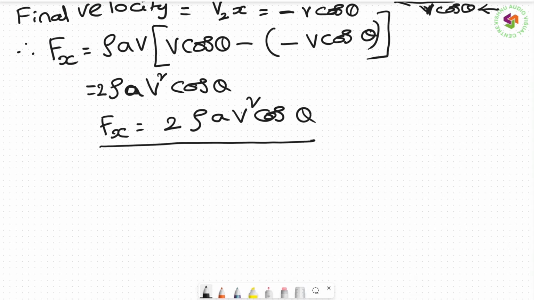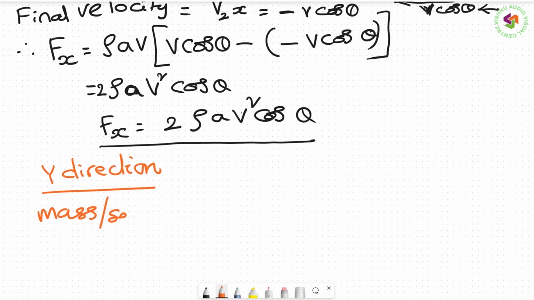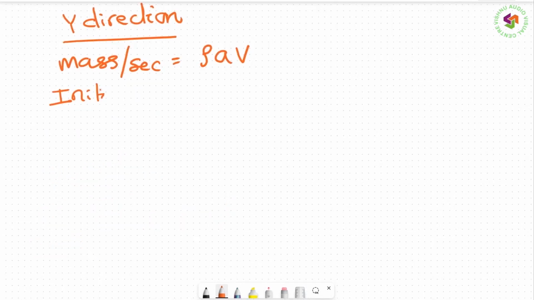Now if I take the y direction. What is mass per second again? Mass does not change. So it is rho AV. Then what is the initial velocity? Initial velocity in y direction. Now actually the jet is striking, I call it v1y.